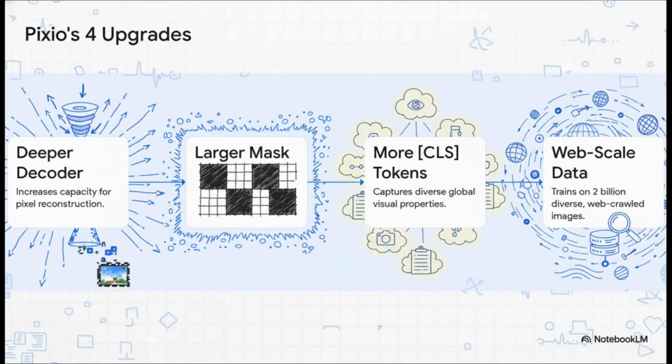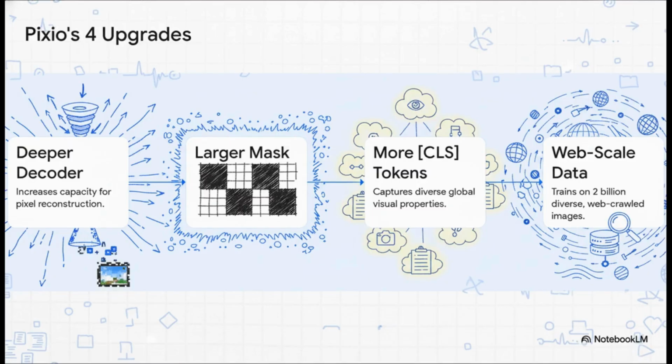So they made 4 really critical upgrades. First, they seriously beefed up the decoder. That's the part of the AI that actually rebuilds the image. Second, they made the puzzle way harder by using bigger, blockier masks. This stops the AI from cheating by just copying nearby pixels.